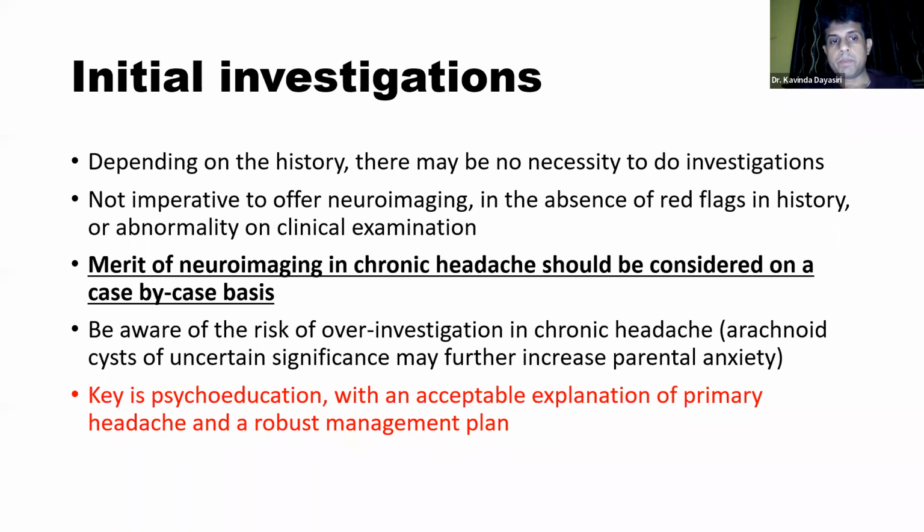And also, we have to keep in mind the risk of over-investigation of chronic headache, for example, an arachnoid cyst of uncertain significance, which sometimes can lead to significant parental anxiety, but may not represent the underlying etiology for the child's chronic headache. Therefore, it's very important to provide the right education to the parents with an acceptable explanation of the primary headache, coupled with a robust management plan.